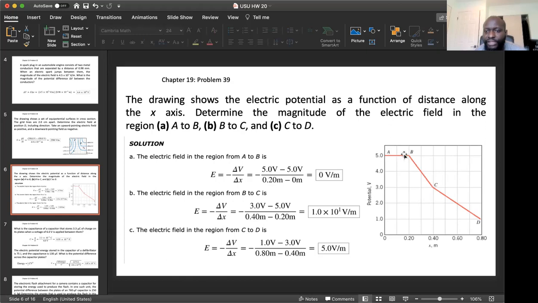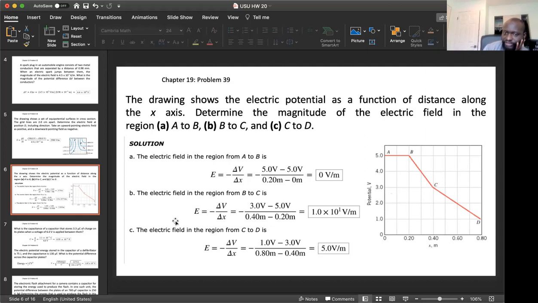The V is constant here. It doesn't change from A to B. So it stays from 5 to 5. So it's 5 minus 5 over change in X, 0.2 minus 0. It's because potential over distance. So basically it's like taking the slope. So this one has no slope, so it will have no electric field.